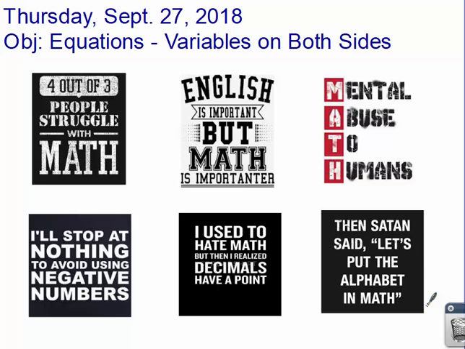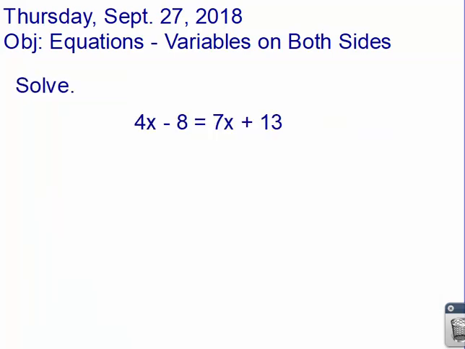Hello class. Today we're going to continue our discussion of equations with variables on both sides. Equations that look like this right here. And we've learned that there are basically 3 steps to solve a problem like this.